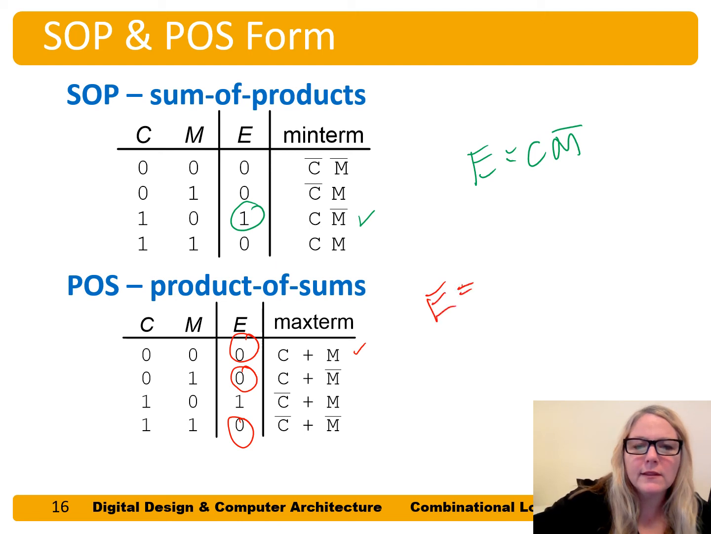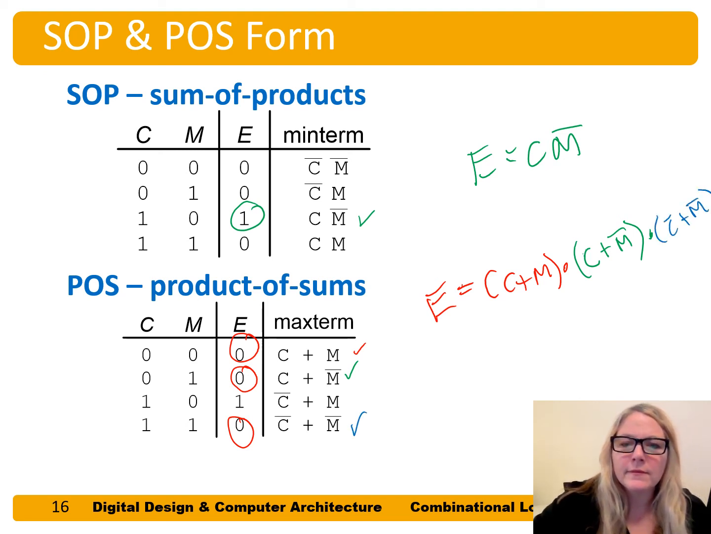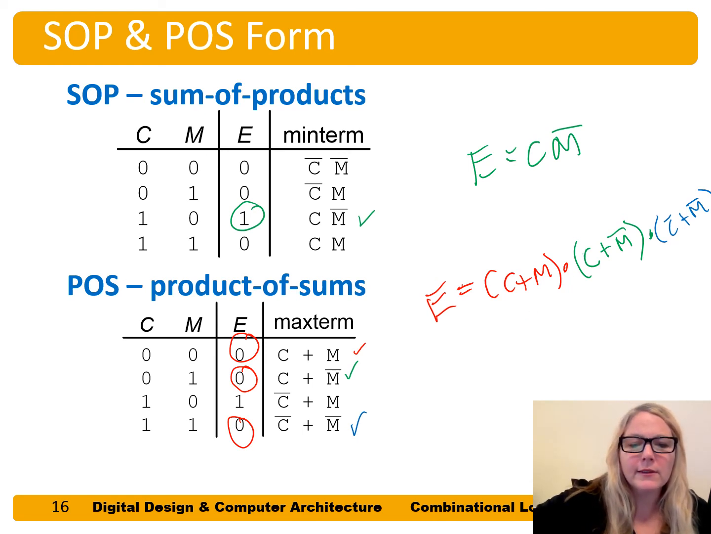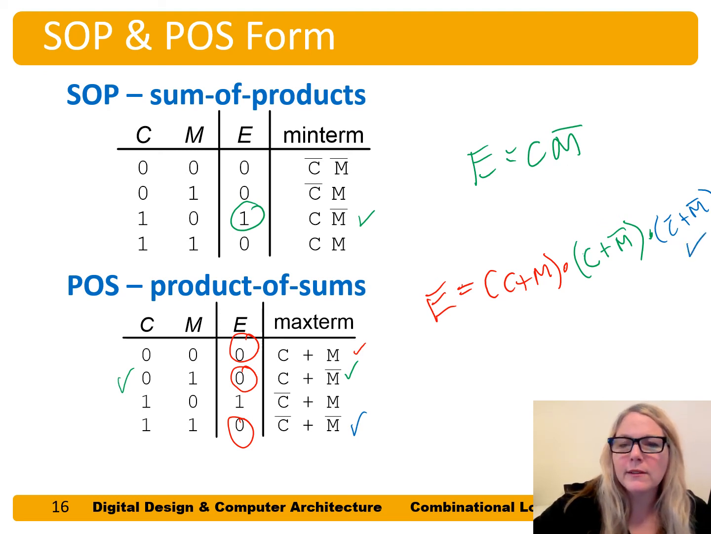E equals C or M, and the next zero, C or M bar, and the last zero, C bar or M bar. And so we're forcing those zeros, right? In the 0, 0 case, this term is going to force the output to 0 because it will evaluate to 0. In the 0, 1 case, this term is going to force the output to 0 because it will evaluate to 0. In the 1, 1 case, this term is going to force the output to 0 because it'll evaluate to 0.